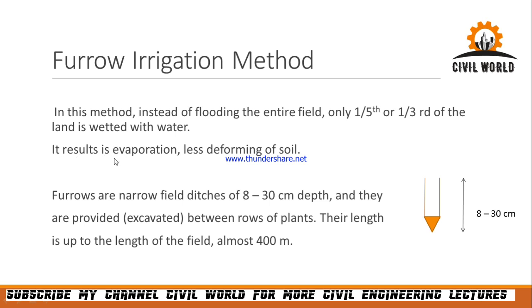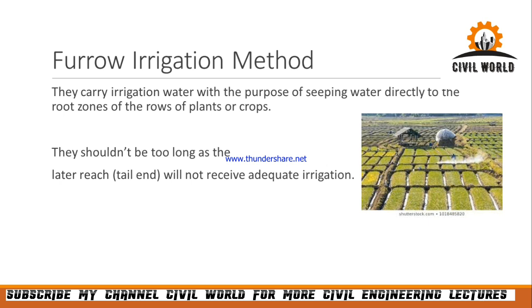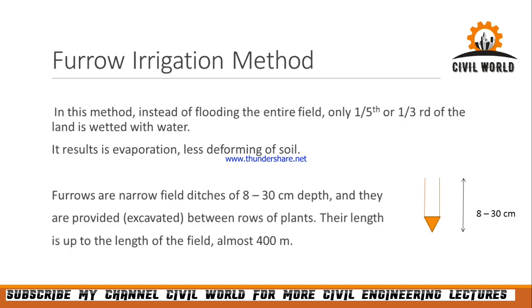It results in less evaporation and less deforming of soil. Soil अथल पथल नहीं होता, ना ही आपका खेत जो है वो बहुत ज़्यादा डिसलोकेट हो जाता है पानी की वजह से या मडी हो जाता है. Only what you have to do is you have to introduce water into small ditches, narrow ditches that are provided between rows of crops, and water travels through these ditches, and no need of transporting water from the ditches to the crops. Water itself will seep to the root zone, ठीक है, because the ditches are quite deep.